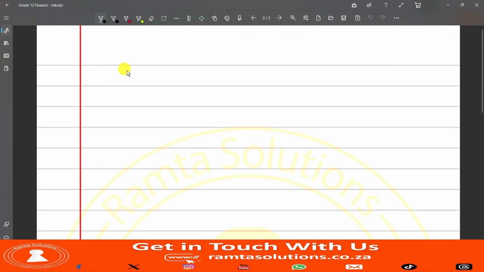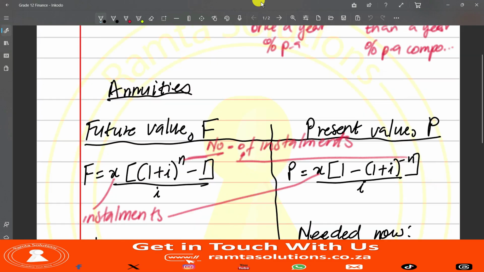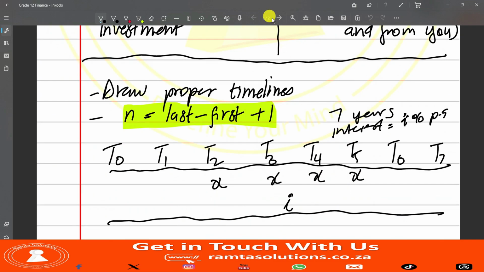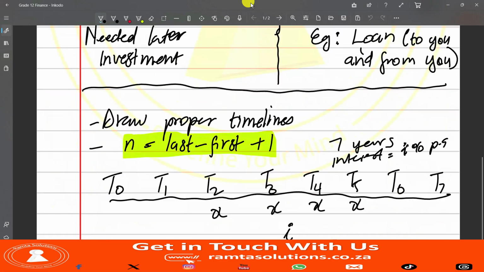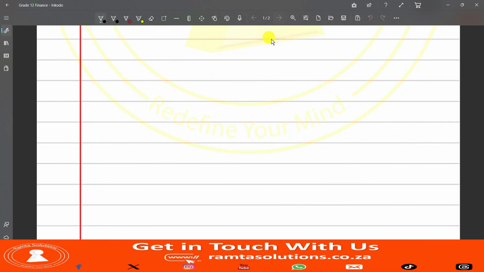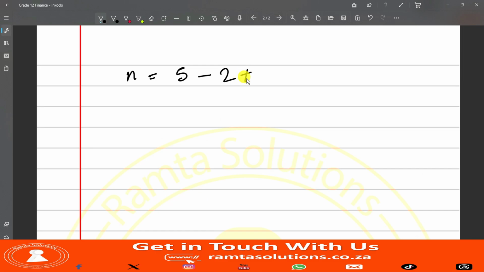But when you have a large number of installments, what do you do? N is, when was the last one made? The last one here was made at time 5. The first one was made at time 2. So 5 minus 2 plus 1: 5 plus 1 is 6, minus 2 is 4. Therefore, you made 4 installments.